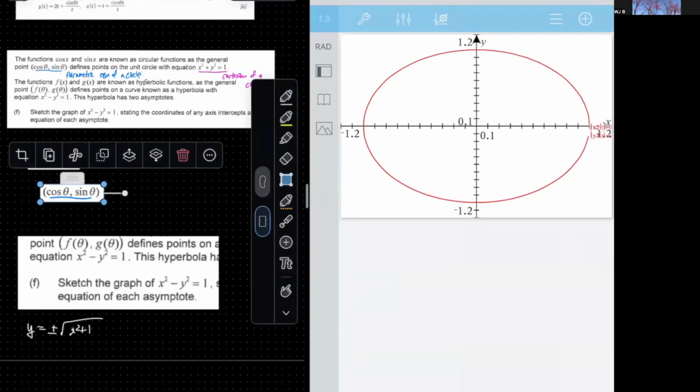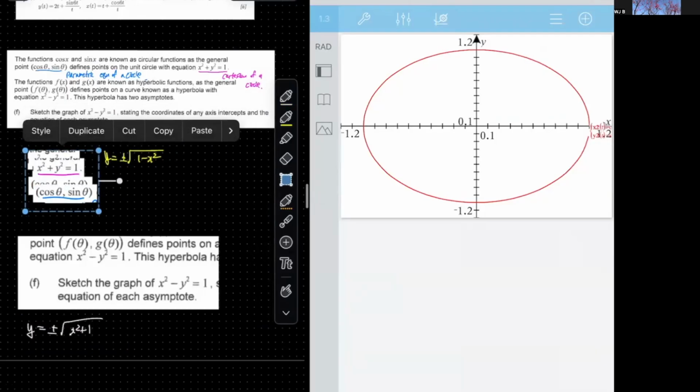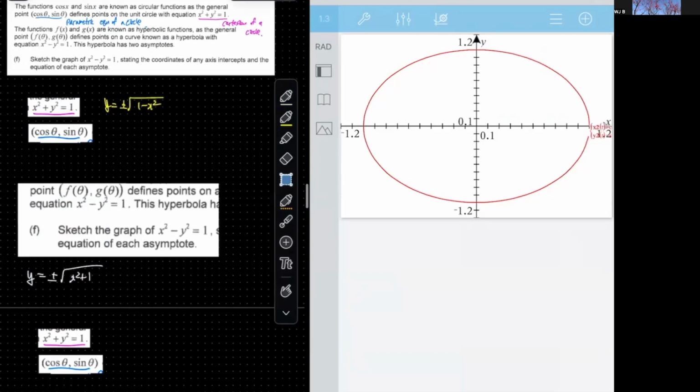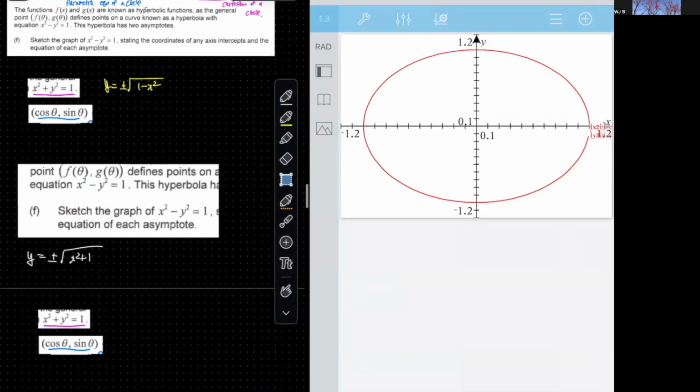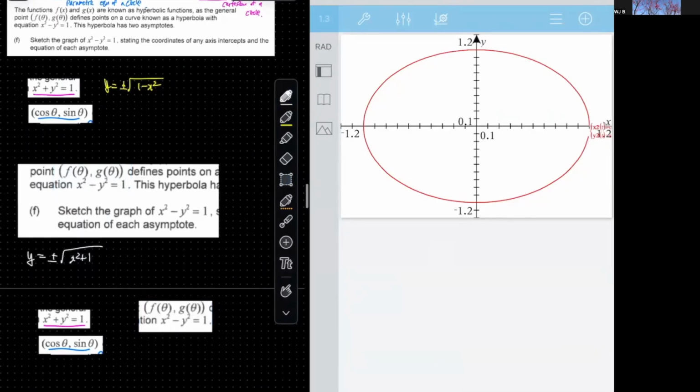So check this out. Please pay attention. The parametric equation of a circle on the exam question, on the paper 3, was given to be cosine and sine. And now you have to come up with another parametric equation of the hyperbola. What function can you assign on your x and y for the hyperbola is my question to you.